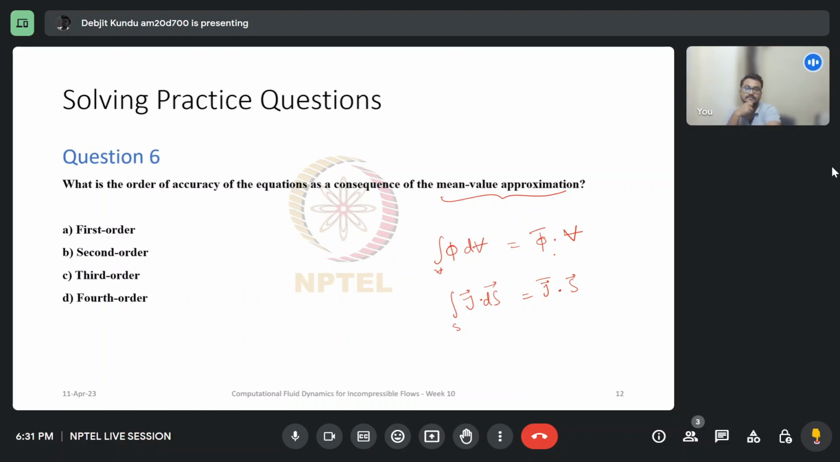So taking these mean values, the mean phi and the mean j vector, we assume that this should satisfy the integrated form of them as well. Now, as a result of this approximation, we saw that there is a finite accuracy attached with the equations. Is that accuracy first order, second order, third order, or fourth order?